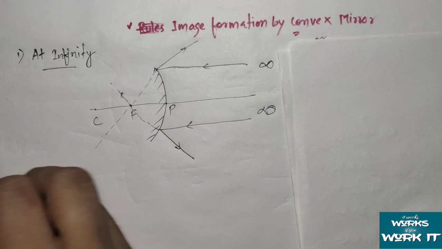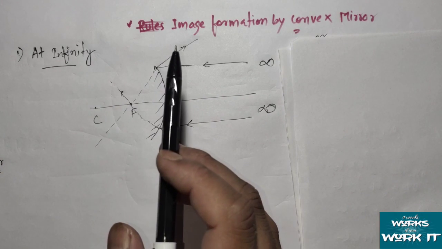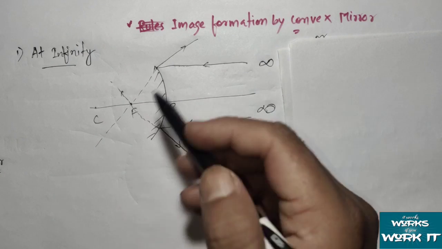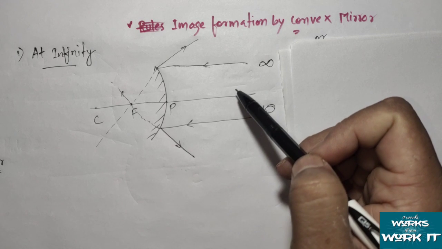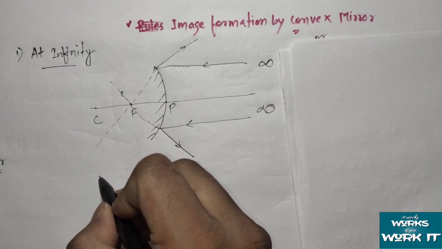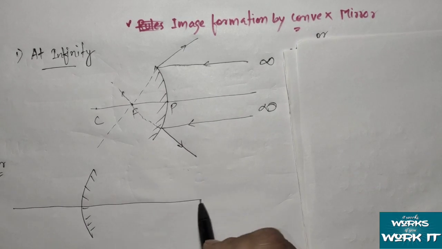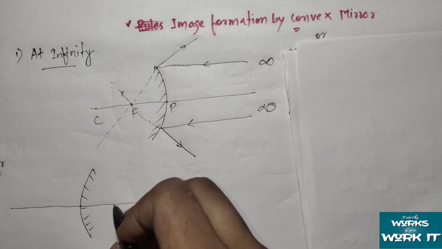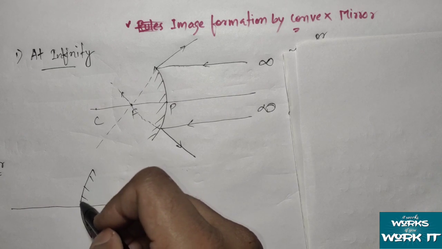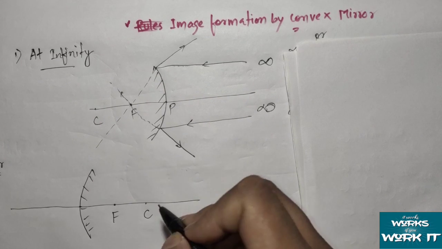I can draw another ray diagram when the object is at infinity, because light rays can come from anywhere. It is not only that they come parallel to the principal axis; they may not come parallel to the principal axis. So let me first draw a convex mirror and its principal axis. As I have told, the principal focus will be behind the mirror. This is the reflecting surface, that means the front surface of the mirror. Behind the mirror it will have the principal focus and center of curvature.